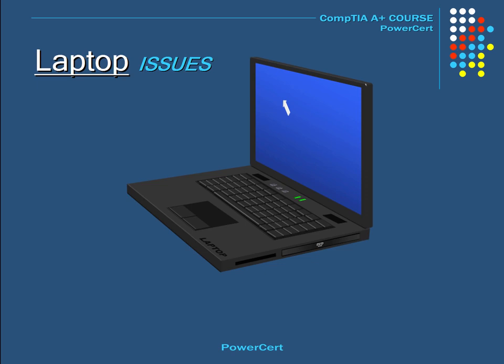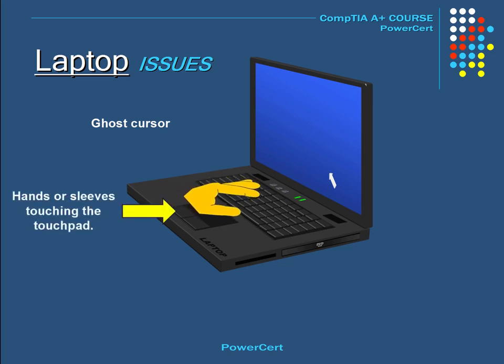Another issue on laptops is sometimes people complain that as they're typing on the keyboard, the mouse cursor will move all by itself. This is known as ghost cursor. The main reason this happens, especially in my own personal experience dealing with customers, is that when a person types on a laptop keyboard, a lot of times they don't realize that the palms of their hand, or maybe the sleeve on their shirt, is touching the touchpad, which will move the cursor. The best way to solve this issue is to go to the software touchpad settings on the computer and disable the tap feature.